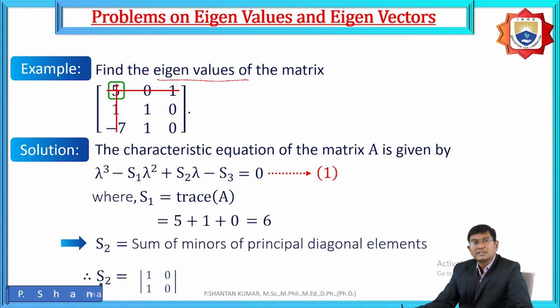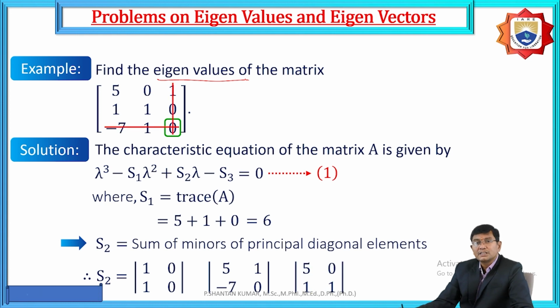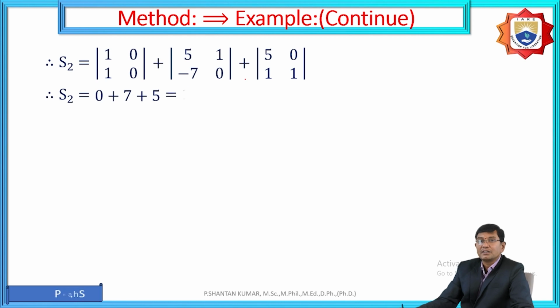and the second one, 5 1 minus 7 0, the third one 5 0 1 1. These are the minors, the sum of the diagonal minors of the given matrix, and here we need to add and find the values. The sum is nothing but the first one is 0, the second one is 7, the third one is 5. Here the sum is 12.